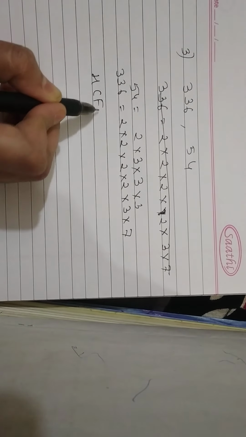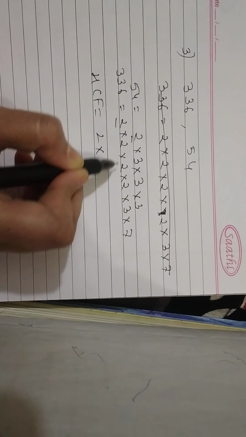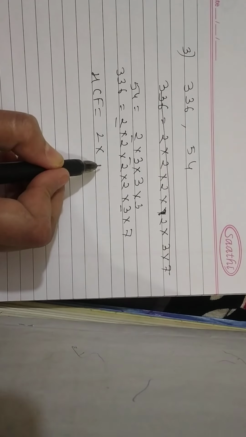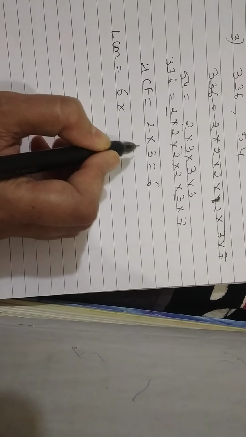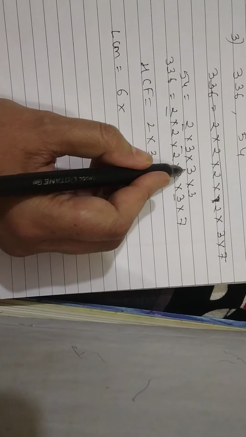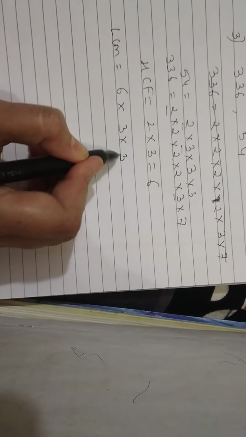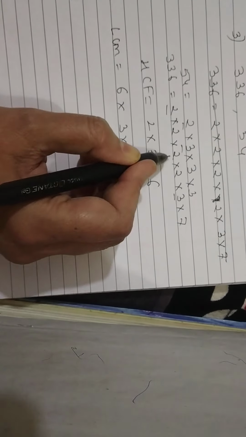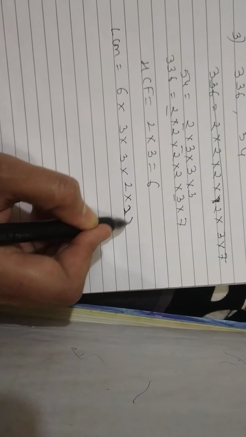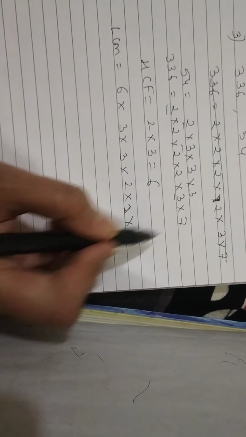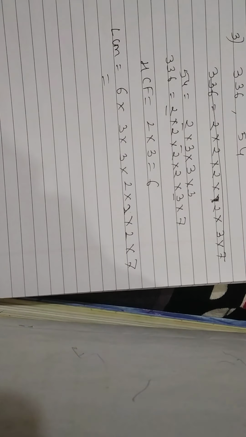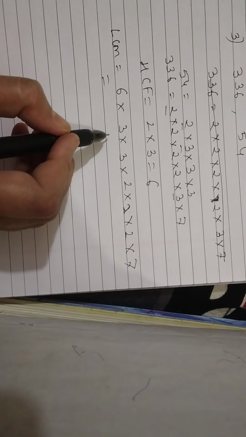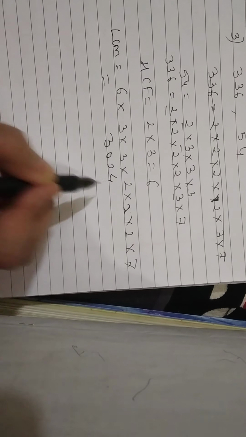First we'll find out HCF. 1, 2, then this 3. This is equal to 6. Now we'll go for LCM. I told you we'll take HCF. Remaining is 3, this 3, this 2, 1, 2, 3 times, and that is 7. So this will come to how much? We'll multiply: 3024.